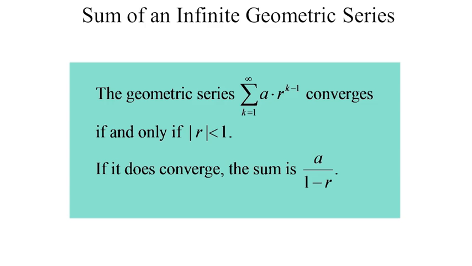When looking at a geometric series, we can tell if it converges by looking at the common ratio. If the absolute value of the common ratio is less than 1, then the geometric series is going to converge to a single value, and we can calculate the sum of that by taking a, which is our first term, divided by 1 minus our common ratio.